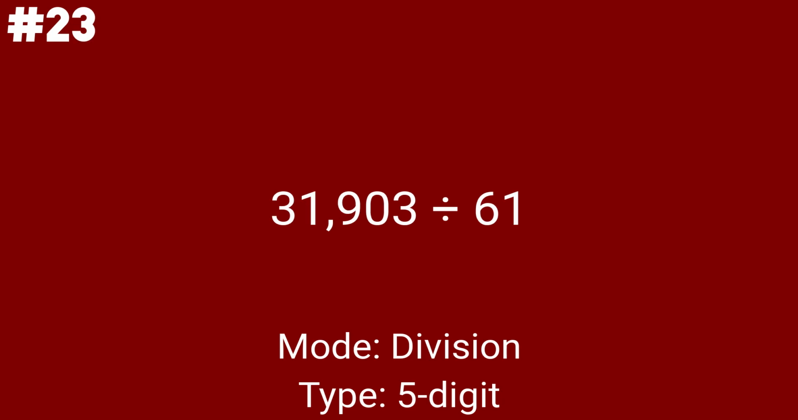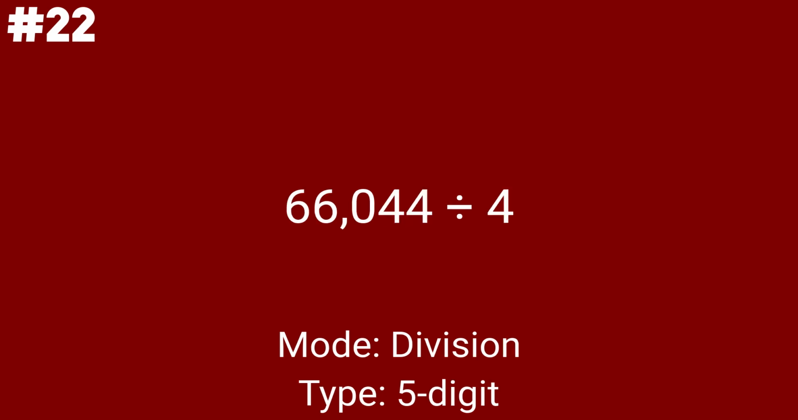31,903 divided by 61 is now the 18th division problem, and this is when you divide by 61. But seriously, 61 is unpopular. 66,044 divided by 4 is the 19th division problem. This one is when we run into another divisor that has 1 digit. Also, this is the second to last division problem before we move on to the second half of the division problems.